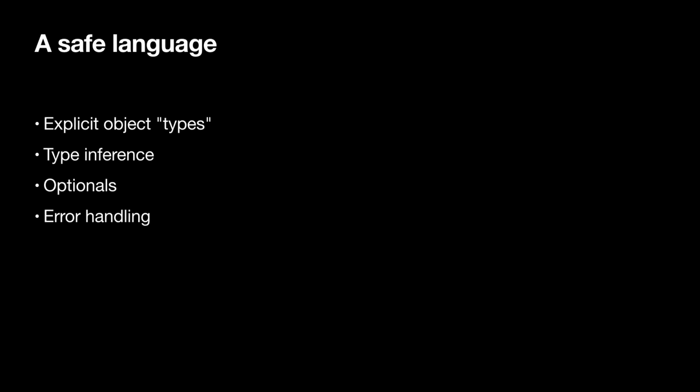We also have something called optionals in Swift, and this is kind of unique to Swift, but it's basically just something that says this variable can have a value, but it might not. So this helps us handle those scenarios where the value might be there or it might not be. And we also have some powerful error handling. And this allows us to write fewer bugs and hopefully fewer crashes.